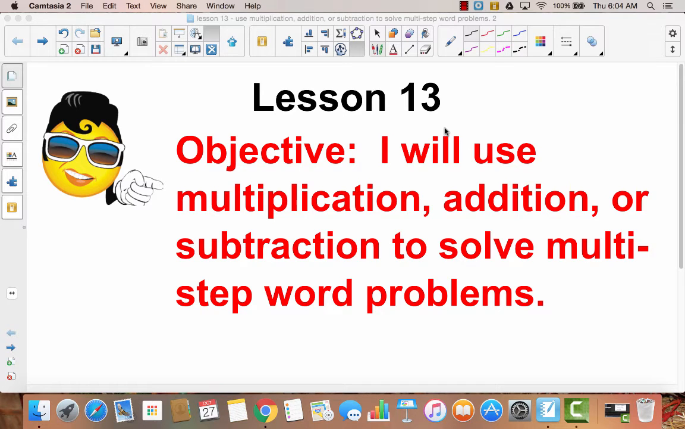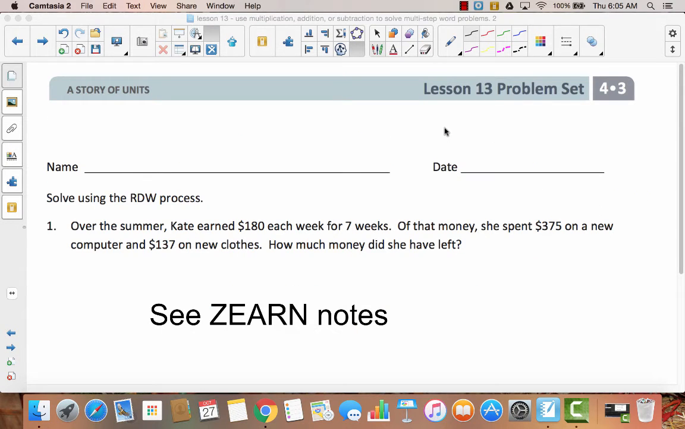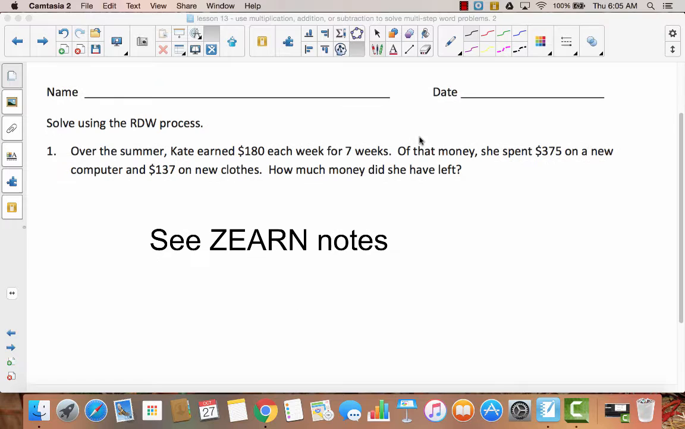Lesson 13, I will use multiplication, addition, or subtraction to solve multi-step word problems. Let's take a look at our problem set. Go ahead and write your name. You're going to notice that this very first problem on your problem set is just like one of the problems that you did in Zern. So we're not going to do this problem together. If you want to remember how to solve this problem, you can always go back to your Zern notes.